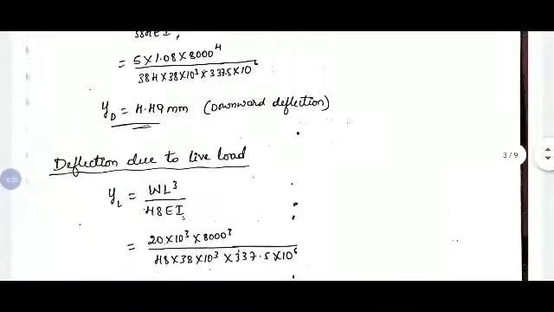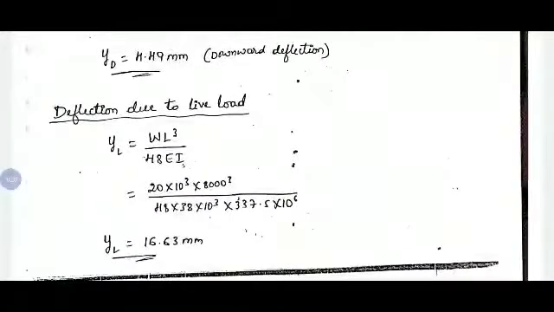Then deflection due to live load, here if you draw the bending moment diagram for live load, that is point load, it will be in the form of triangle with maximum bending moment at midspan of WL by 4. If you take deflection by using moment of area of the bending moment diagram over half of the span and simplifying, we will get WL cube by 48 EI. It is also shown in the theory part, you can refer, and substituting the values we will get 16.63 mm.